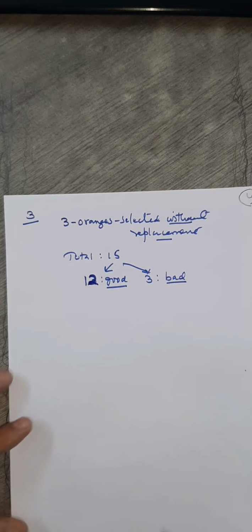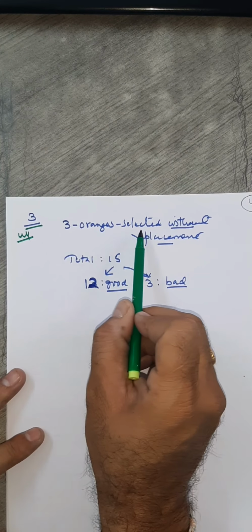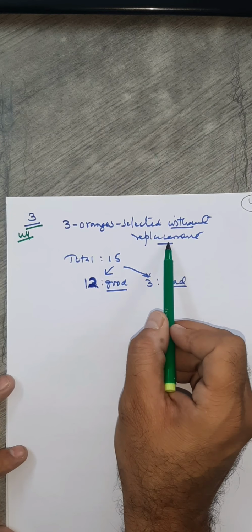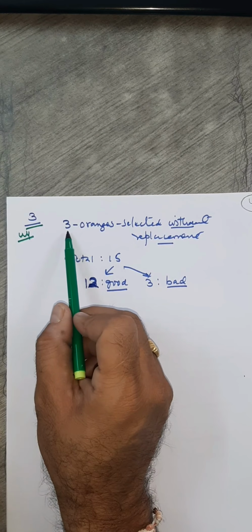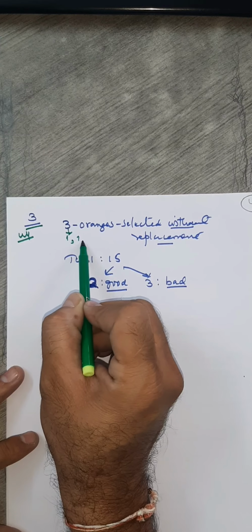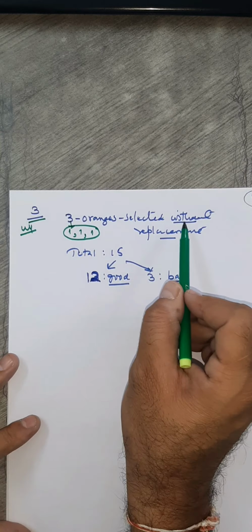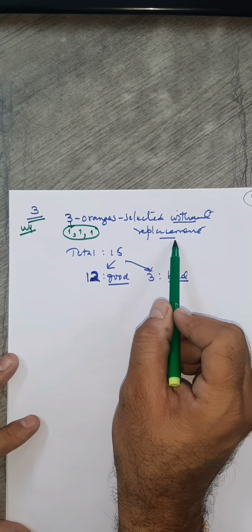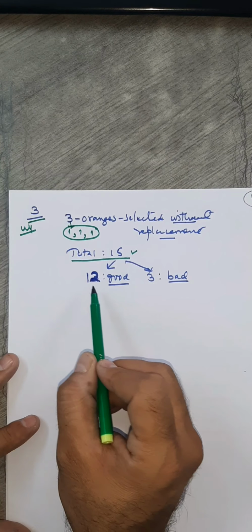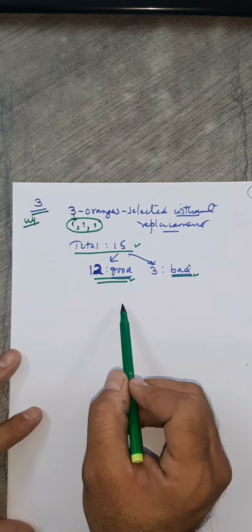Let's see the next question. That's a really good question. See, 3 oranges are selected without replacement. Now when you have the words with or without replacement, that means the 3 are selected one by one, remember. You select one, then the second one and then the third one, like this. It is understood when you have the words with replacement or without replacement. Total how many oranges? 15. You are given in the question, 12 are good, 3 are bad.